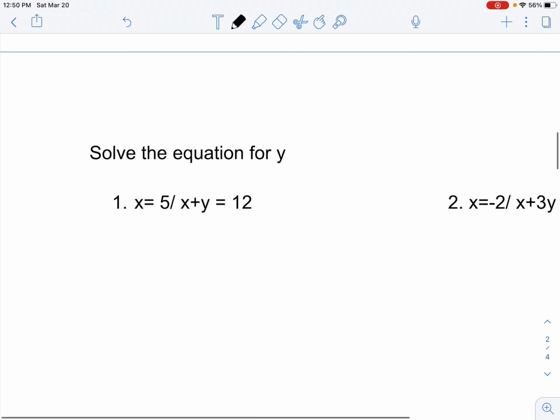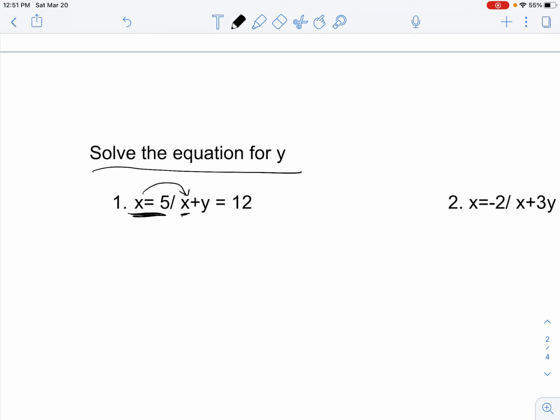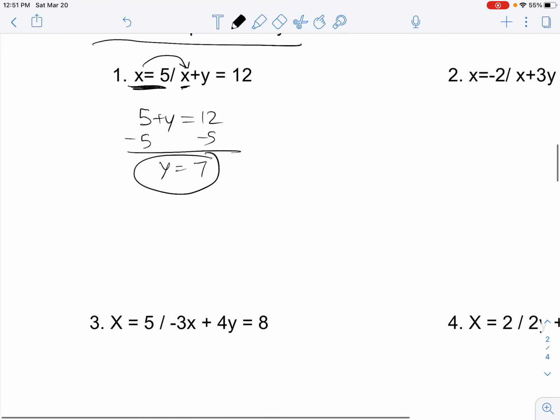Moving on, when you're solving the equation for y, what that basically means is we want to find the value of this y. So what we have to do is we have this information, x is equal to 5. And we have an x over here, so we substitute that value into the equation, and we get 5 plus y is equal to 12 as a result. Now we can just subtract 5 on both sides, and we get y is equal to 7. And that would be our answer.